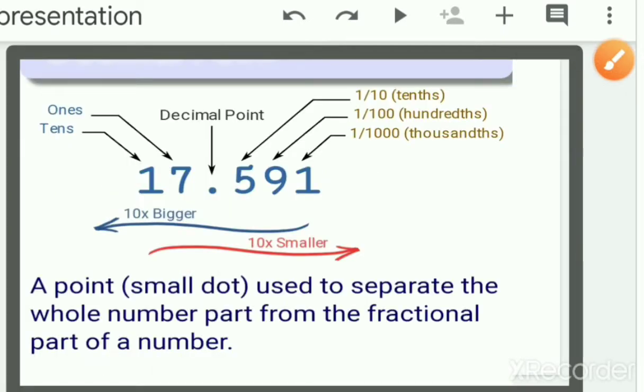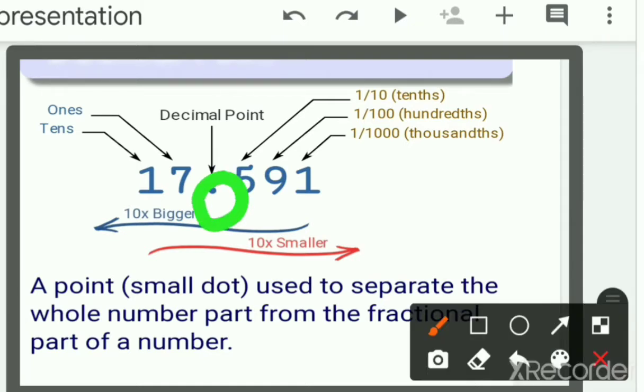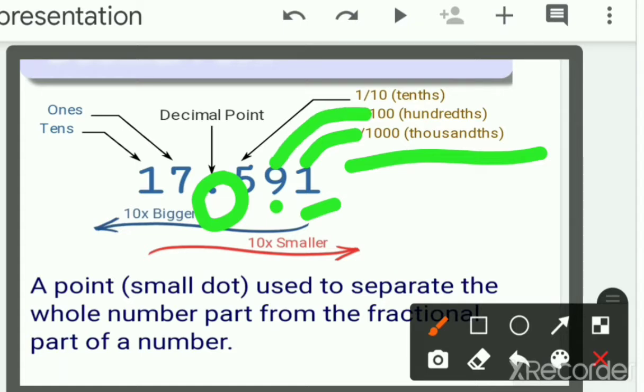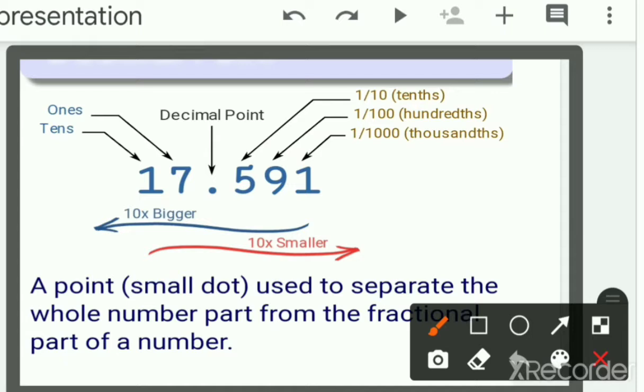In the same way we have another number, that is 17.591. This is the decimal point. This point is known as the decimal point. The first digit after it is having thousandths place? No, let us go step by step: this 9 is having hundredths place. It means 9 is getting divided by 100. After that, the 5 is having tenths place, TENTHS, tenths place, right? And this will be having ones place. This will be having tens place.